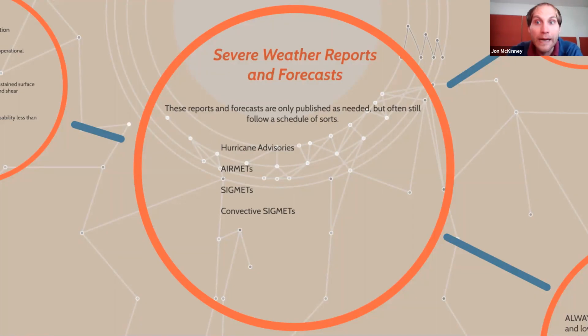There are 3 major types of advisories that you need to be aware of, and that would be Tango, Sierra, Zulu: T, S, and Z. I'm sure we'll be covering those in our next slides.